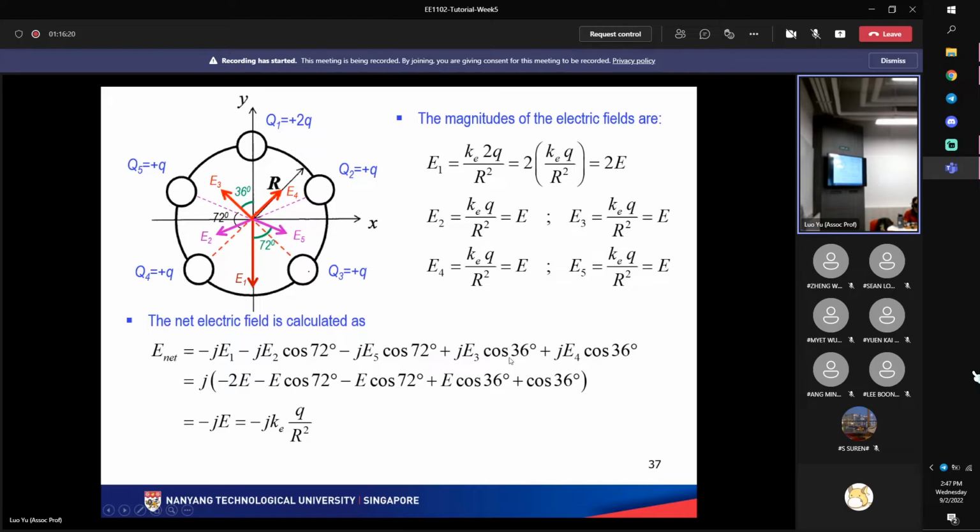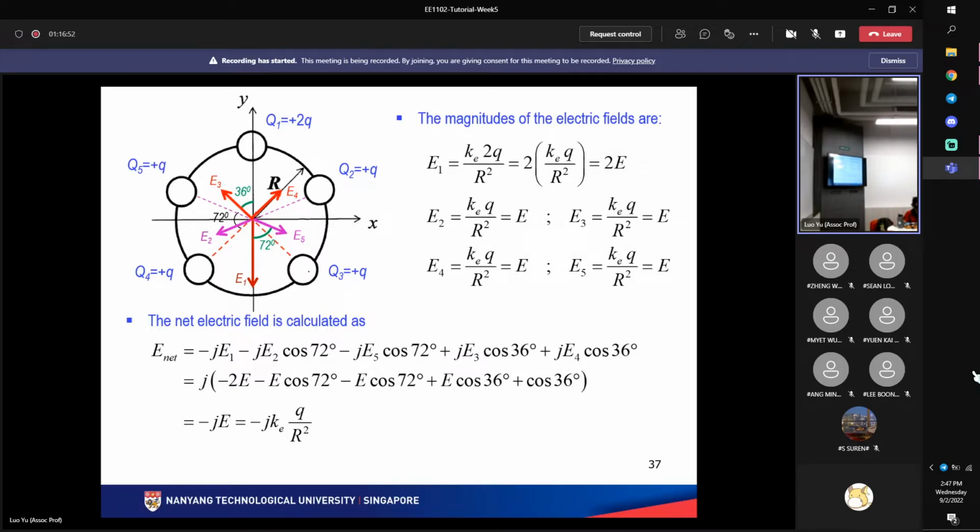So the same for E3 and E4, they are along positive Y direction, so positive j, but their projection is cosine 36 degrees. So once you add them together, you will get a minus j k e q divided by r squared. So these are still the same. As you can see, first apply Coulomb's formula, and then decomposition. Finally, add all the X and Y components together to get the total field.